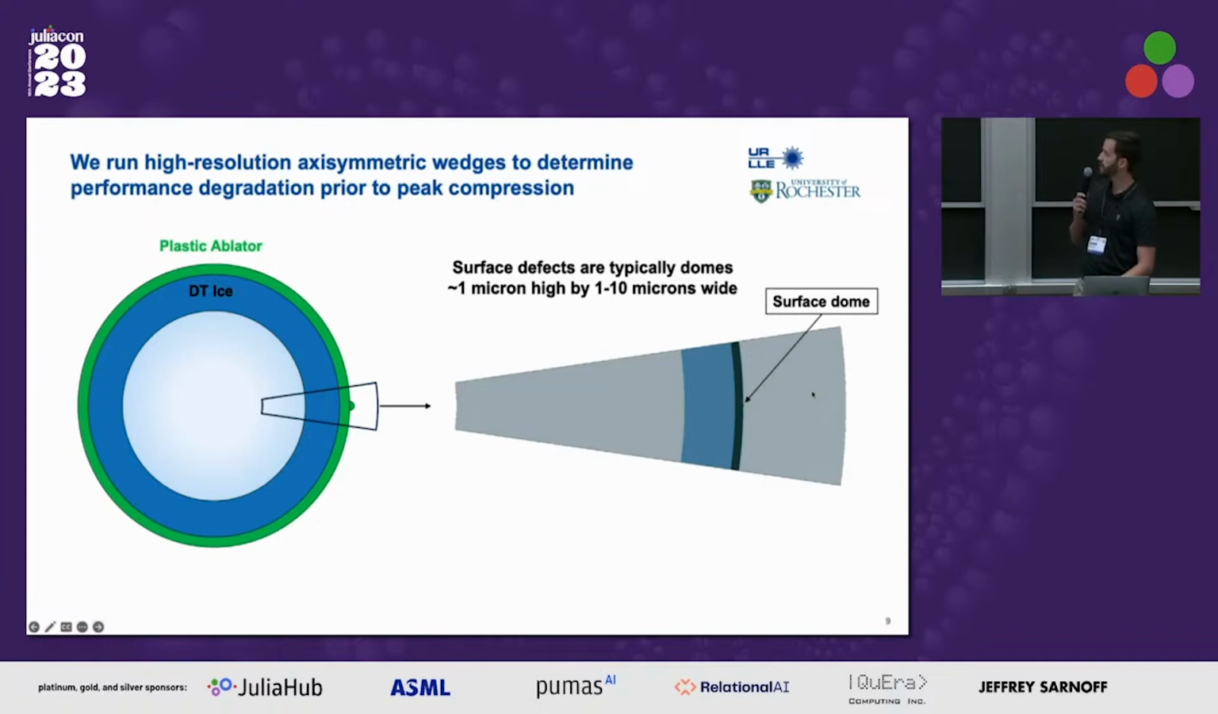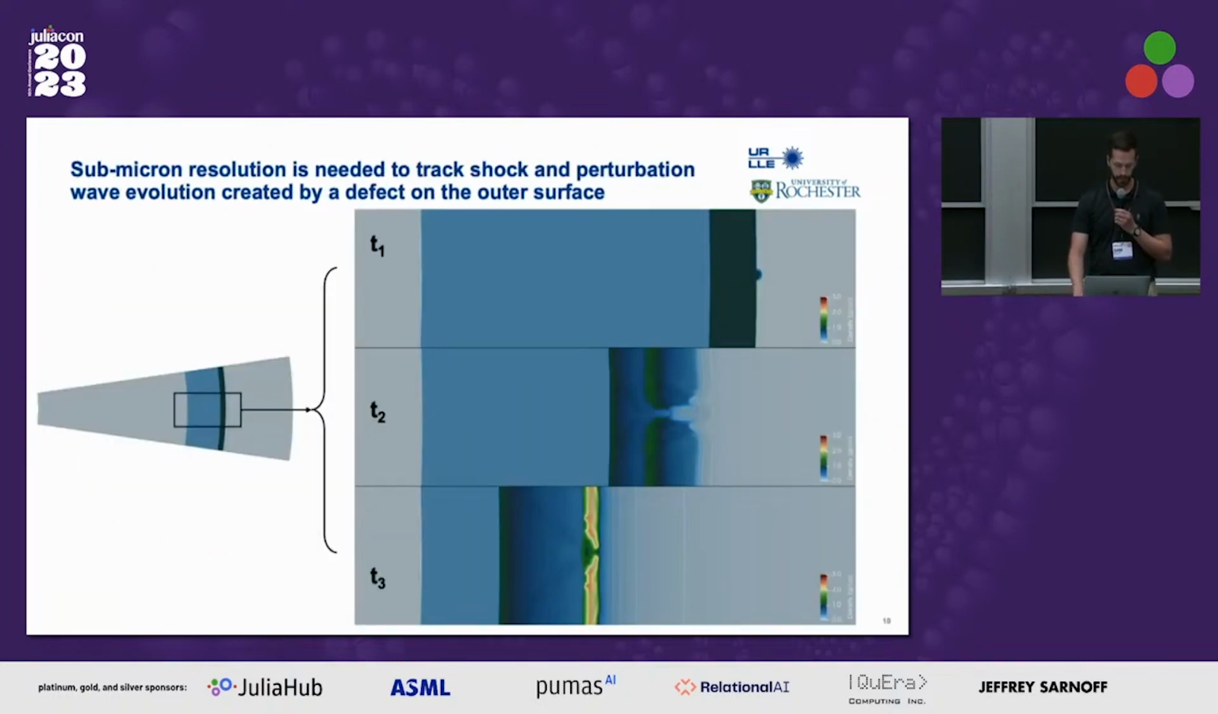So there is a tiny surface dome here for scale, just to give you a sense of how big these things are. So, they're very tiny. They're only about a micron high, but you wouldn't think they'd have a big impact, but they do. Because this is axisymmetric, we assume an axis of rotation or symmetry. So this is run in 2D. And we need sub-micron resolution to track shocks and waves created by this defect.